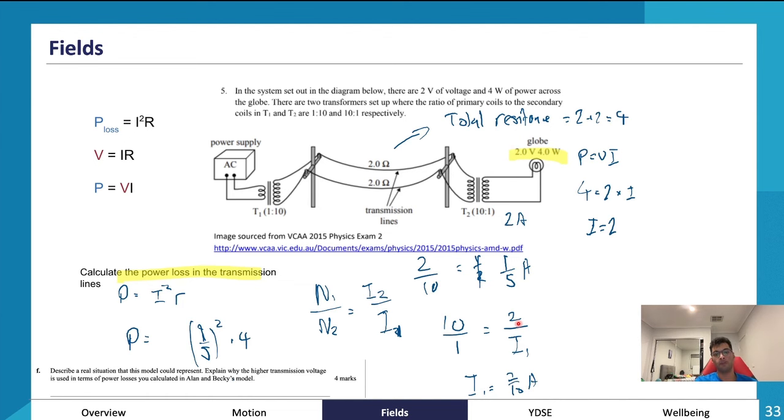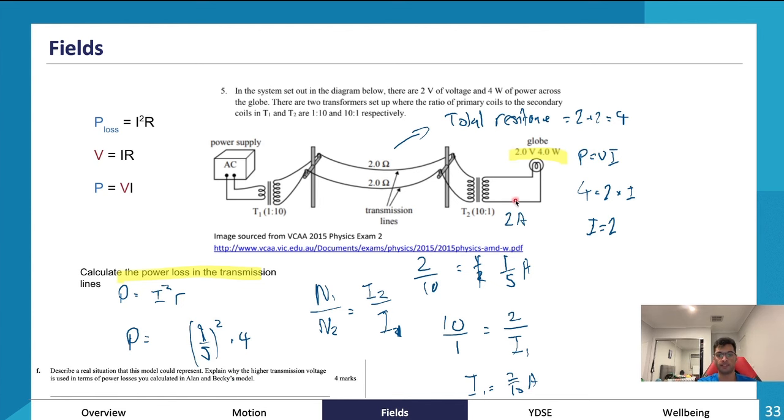So the reason you do it in this way, we know 1 is our primary and 2 is our secondary. The primary is always on the left hand side, the side where the power supply is coming from, so you would want to use that as your primary. And for the secondary, you want to use the second thing. So in this case, 2 amps is our secondary current. You can do it the other way around, but just make sure that you keep things consistent.